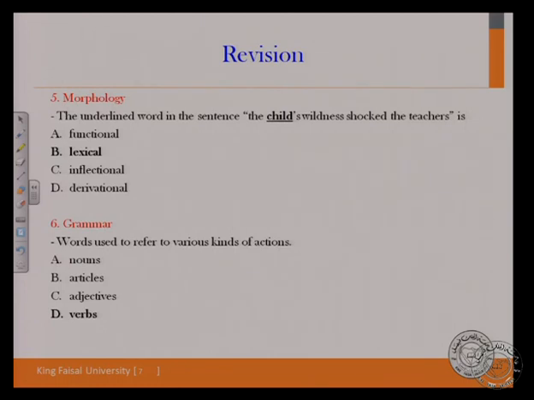Is it A, nouns, or B, articles, or C, adjectives, or the last one, D, verbs? Of course the answer is verbs, and verbs are considered as words used to refer to various kinds of actions.